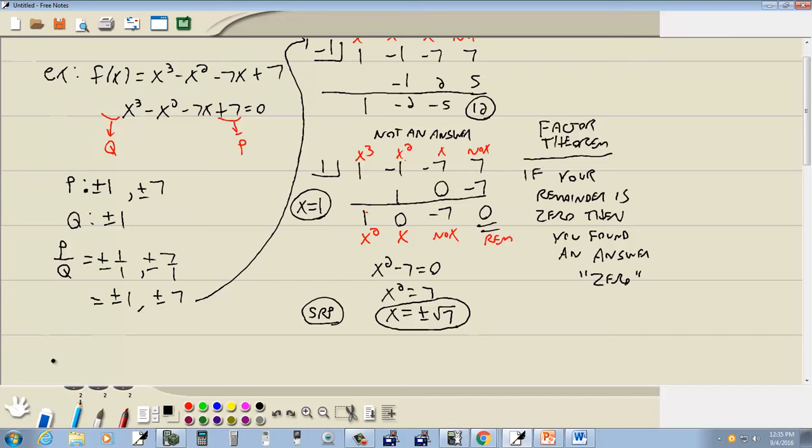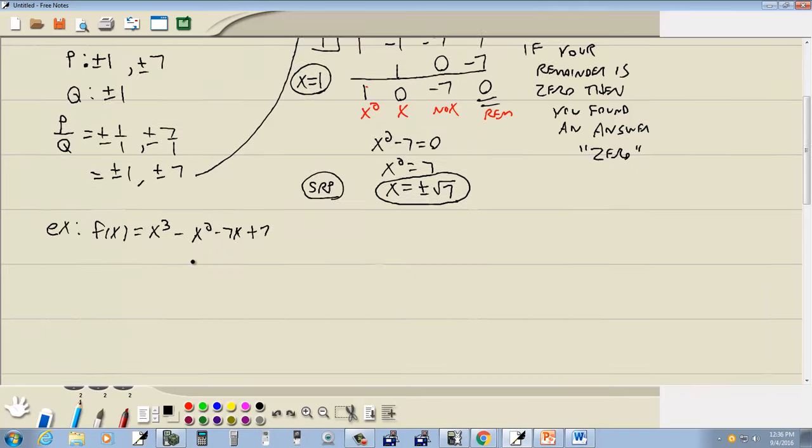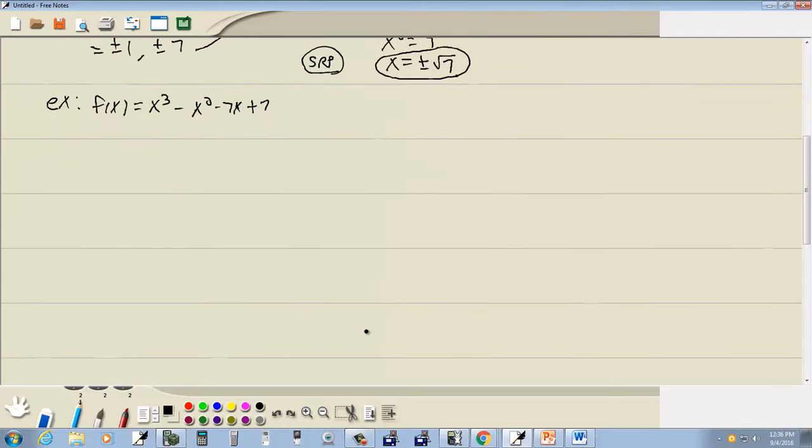Okay, let's look at this problem again. We've got f of x is equal to x to the third minus x squared minus 7x plus 7. This process can get tedious if you got a lot of possible answers. You might have to do synthetic division perhaps 10 times before you finally find your answer. Well, we're going to take a look at how to do it with technology. Now we're still finding zeros, so I set this equal to 0. So I got x to the third minus x squared minus 7x plus 7 equal to 0.